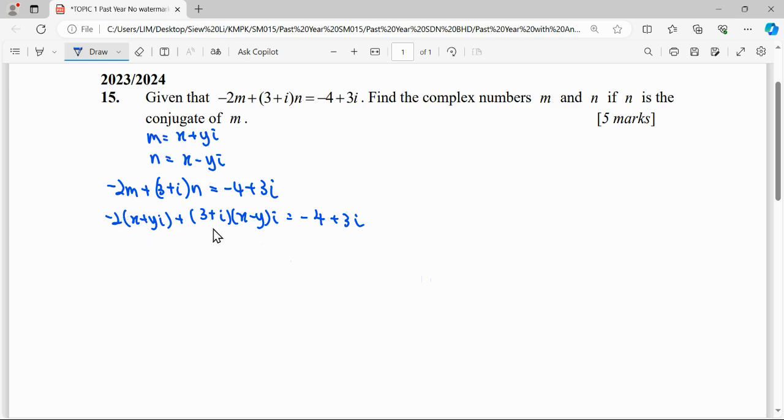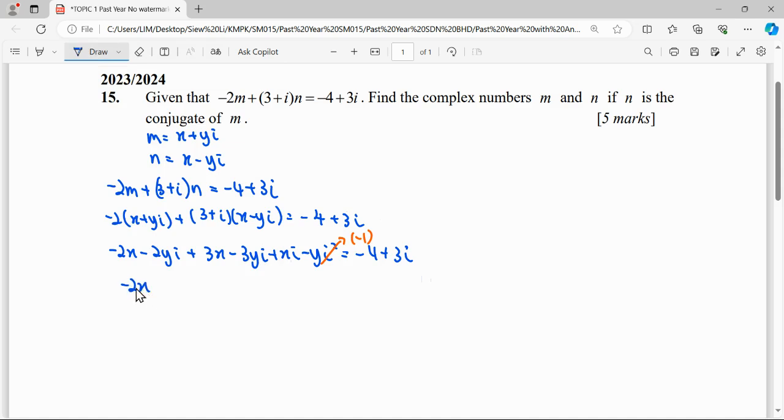So expand this: 3x and then minus 3yi, plus xi and then minus yi squared. So from here, we simplify our operation on the complex number imaginary unit. i squared is equal to negative 1.